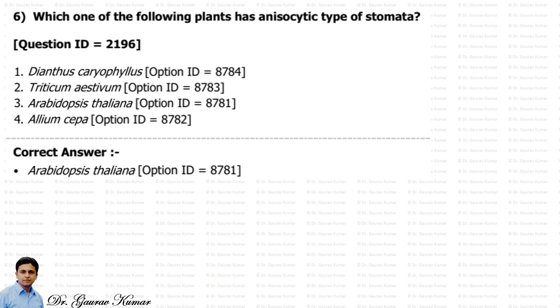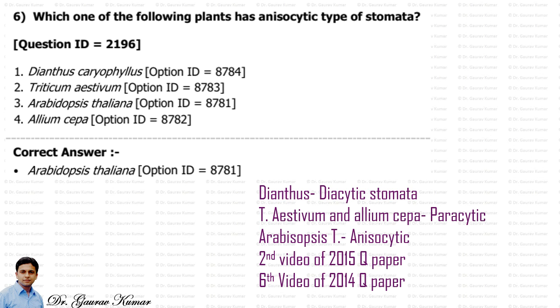Next question, which one of the following plants has an anisocytic type of stomata? They have given Arabidopsis thaliana. Dianthus has diacytic stomata, Triticum aestivum and Allium cepa have parasitic, and Arabidopsis thaliana has anisocytic. So the answer is Arabidopsis thaliana. For details of the types of stomata and the way they are represented, you can watch the second video of the 2015 question paper and the sixth video of the 2014 question paper.